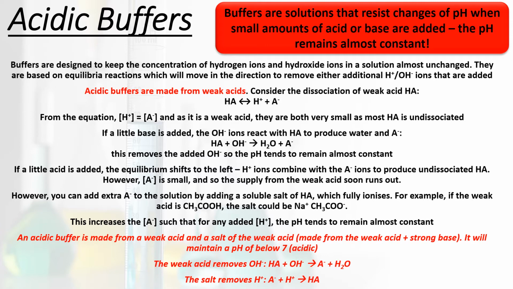So the takeaway headline is that an acidic buffer is made from a weak acid and a salt of the weak acid, which we can make from a weak acid and a strong base. For example, the sodium ethanoate salt could be made by taking ethanoic acid and reacting it with sodium hydroxide. And it will maintain a pH of below 7. It will be acidic. So the weak acid component, HA, removes any added base, HA plus OH- going to A- and water, and the salt component removes any added H+. A- plus H+ goes to undissociated HA.